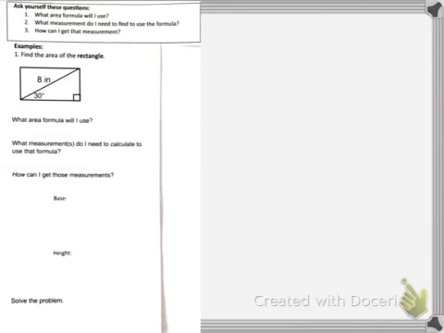So our first example here is a rectangle. So our first question is, what area formula do I use? Well, the area for a rectangle is base times height. So clearly, what measurements do I need to calculate to use this formula? I need to know the base, and I need to know the height.